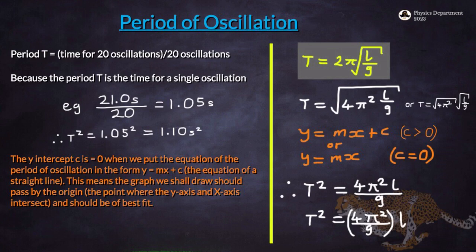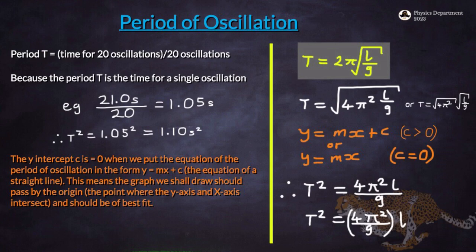If we want to put that equation in the form y equals mx plus c, which is the form for the equation of a straight line, because I want to draw a graph using that, we see that in our case we don't have the c, the constant, the y-intercept. So our c is equal to 0, which means we just have y equals mx, y being the y component.